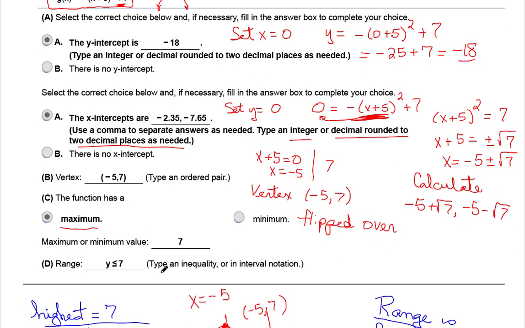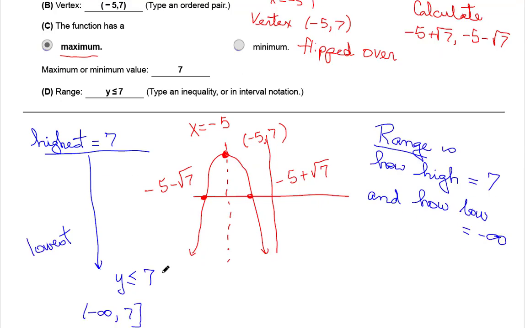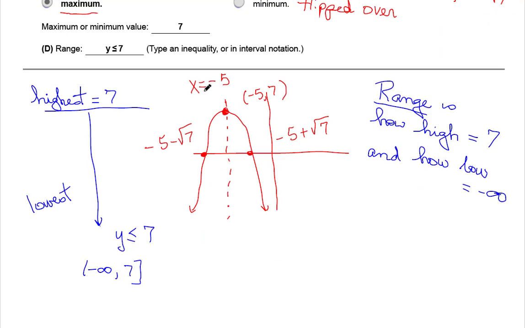All right, what else? The range. Oh, let's see here. Alright, so here's my flipped over guy. Got moved over -5. So that's here at -5. Up by 7. Okay, so you see there is the highest. The highest value is 7.